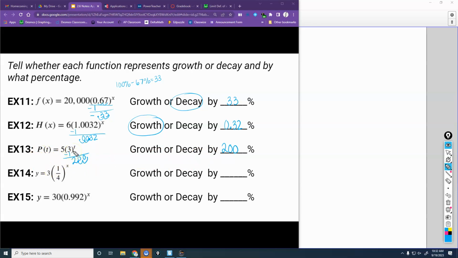If you have something doubling, it's growing by what percent? 100%. Okay. What about 14? It'll be 75%. Because 1/4, if you want to change it to a decimal, 0.25, and you subtract 1, you get negative 0.75. It is decay. Oh, this one was growth. It is decay, and move that decimal 2 places, 75%.